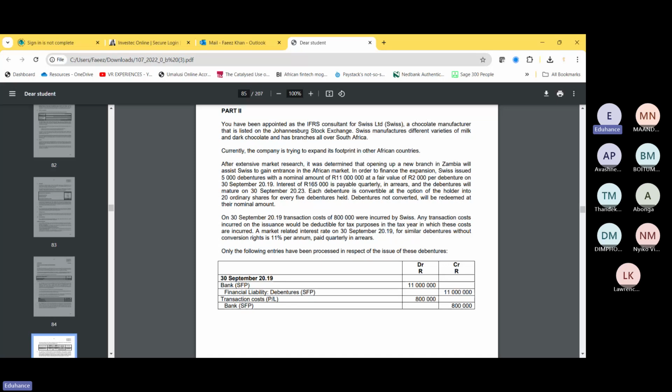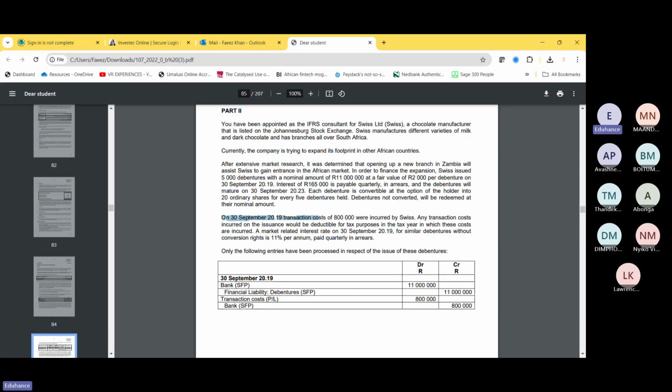They say on 30th September 2019, transaction costs of 800,000, I'm assuming it's rand, were incurred by Swiss. Any transaction costs incurred on the issuance would be deductible for tax purposes in the tax year in which these costs are incurred. A market-related interest rate on 30th September 2019 for similar debentures without conversion rights is 11% per annum, paid quarterly in arrears. There we will have to use that. I'll explain how we use that. So just take note of this.